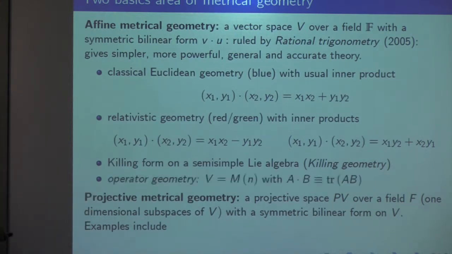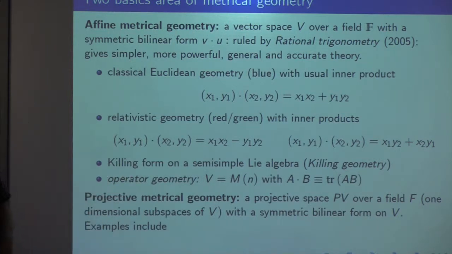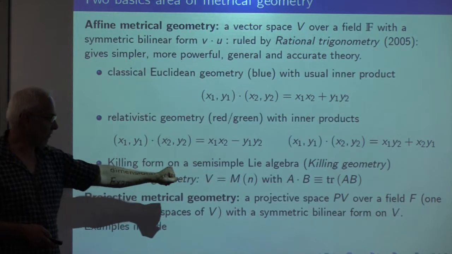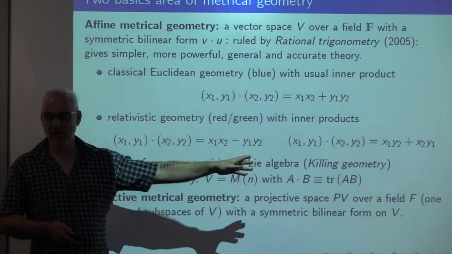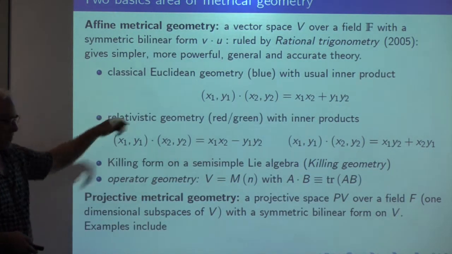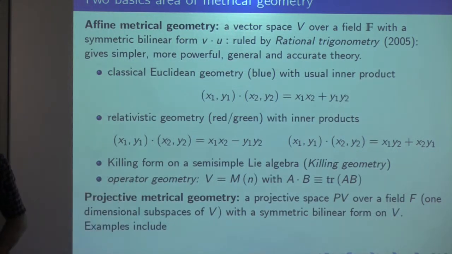And another very important one is what I would call operator geometry, which connects a little bit with Fedor's discussion perhaps. If you have the n by n matrices on a vector space, then that has a very important symmetric bilinear form, trace of AB. And so basically we can play the same game as we're going to do with all these other geometries. We can create an operator geometry essentially obeying the same rules. So that's all in the affine situation.